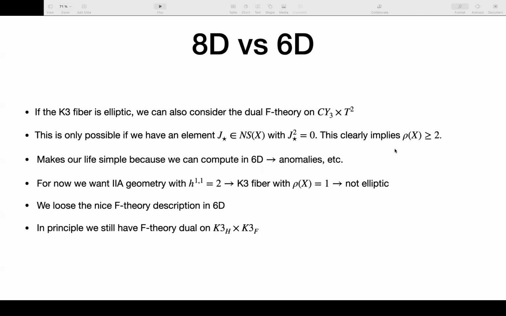In principle, this would make our life more simple because we can compute in 6D, because we can just delete the torus in some sense. And we have the anomalies of 6D theories and everything, which is very constraining.